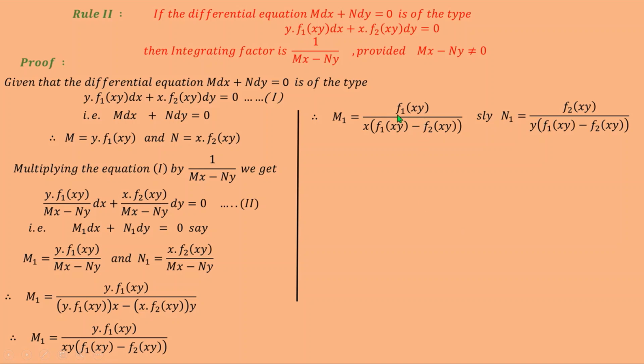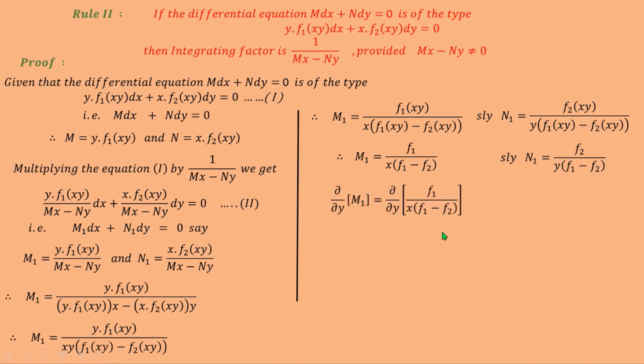For the sake of simplicity, we can write f1 of xy as only f1, and so we get M1 is equal to f1 upon x into f1 minus f2, and N1 is equal to f2 upon y into f1 minus f2. Now we have to show this new equation 2 is exact. For that, we have to find the derivative of M1 with respect to y and the derivative of N1 with respect to x. So differentiate partially with respect to y on both sides, we get del by del y of M1 is equal to del by del y of f1 upon x into f1 minus f2.